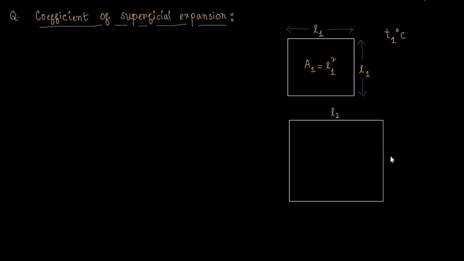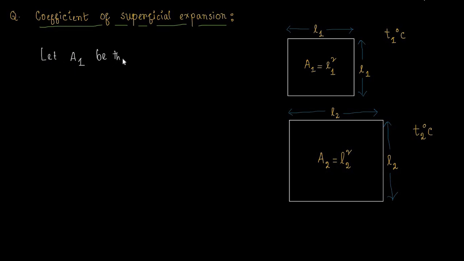Now the temperature is increased to T2 degrees C and the length of each side of the square plate increases to L2. L2 is the final length of each side of the square plate, and the final area of the square plate becomes A2, which is L2 square, at the final temperature T2 degree Celsius.